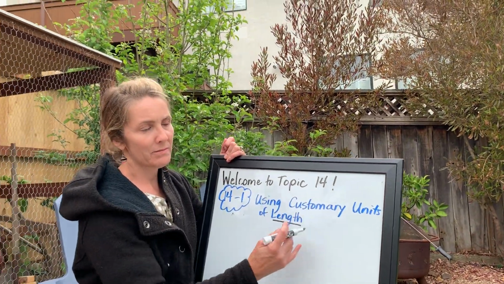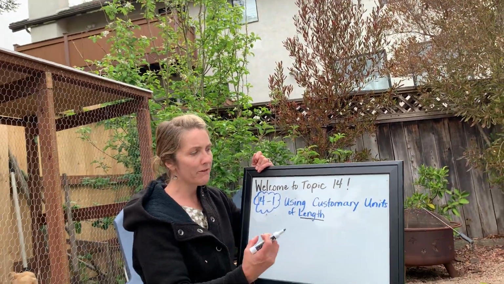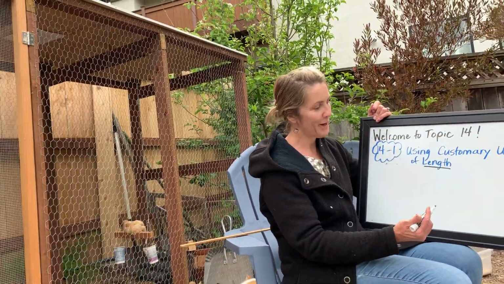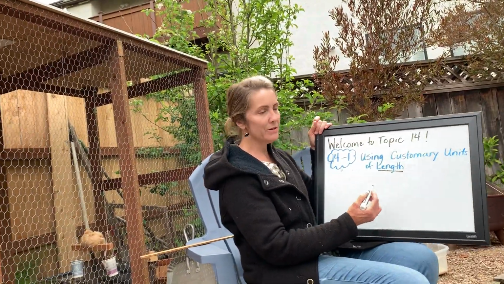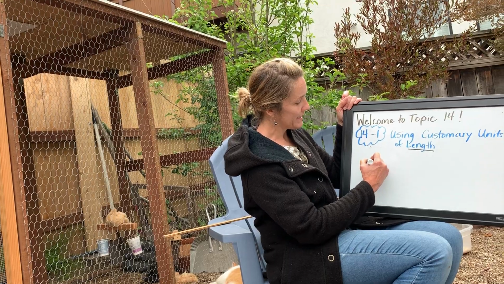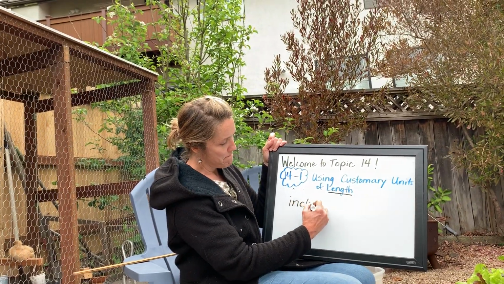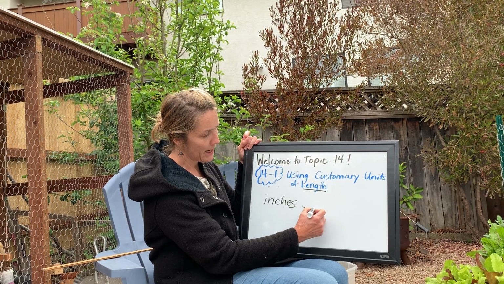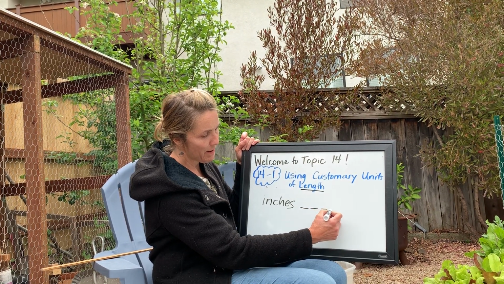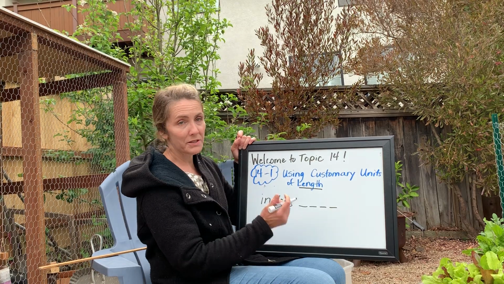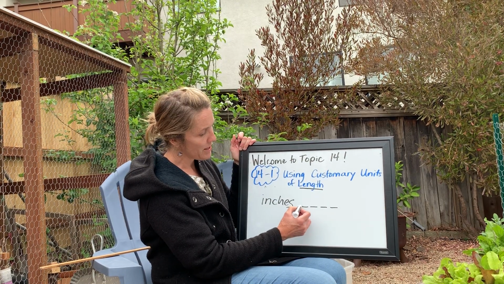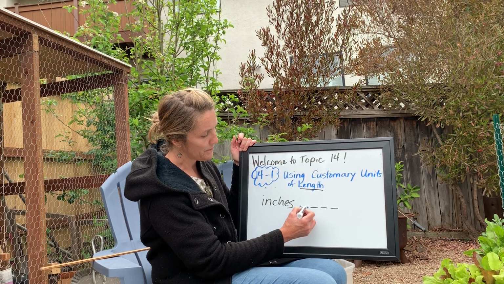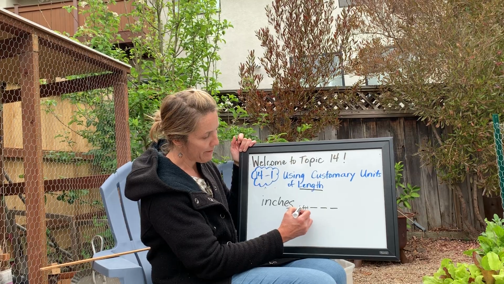All right, so in 14.1, we're gonna use customary. Remember the word custom. It's just perfectly made for the king, okay? Of length. So these are some things you're gonna be measuring. You're gonna see inches. Inches are small units of measure like this. They look about like this. When you break an inch up, you can break it up into quarters. So there's a half and then a quarter.